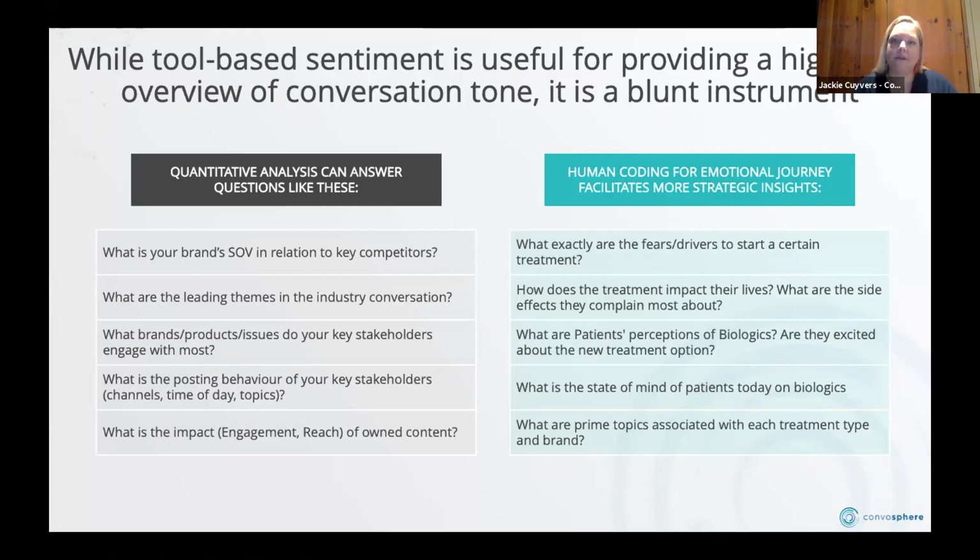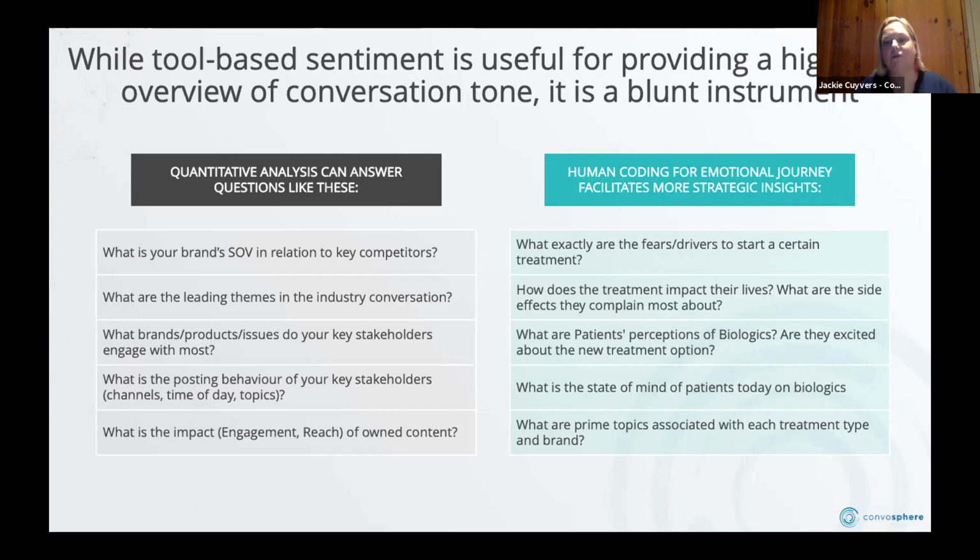So what we do is we don't use automated tools to do that. We use human analysis, so humans manually reviewing and coding the data for the emotions across the journey phases. And this is really important because the data set that you're working from are human conversations. These are people on patient forums or on social media asking questions of other patients or caregivers, sharing their personal experience.